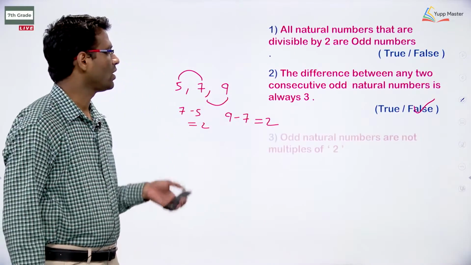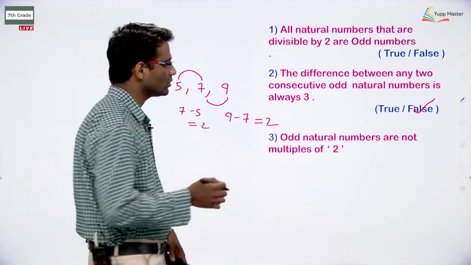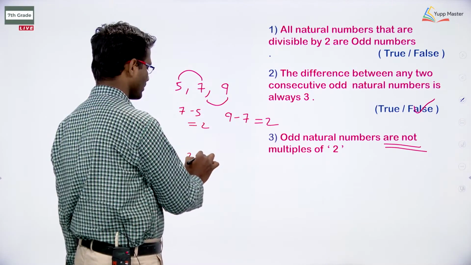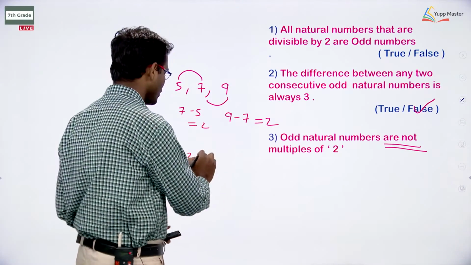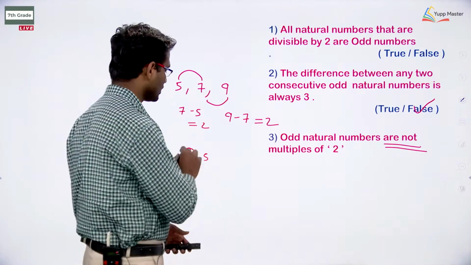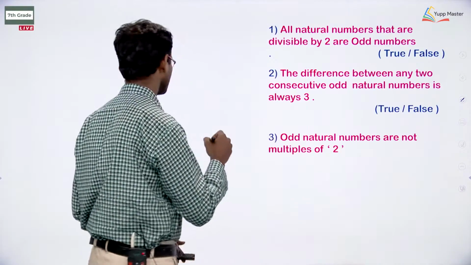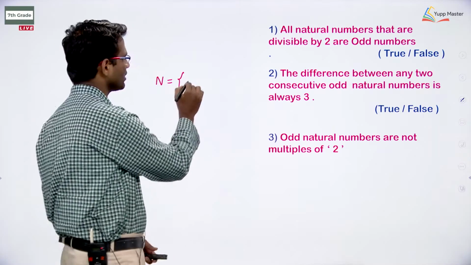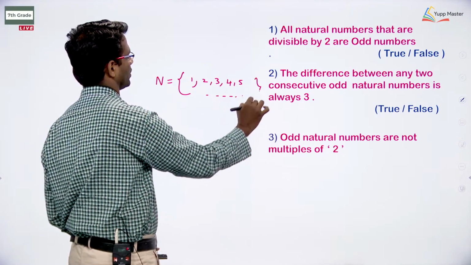Now see here. Odd natural numbers are not multiples of 2. It is correct, no? So see here, odd natural numbers are what? Natural numbers range from 1, 2, 3, 4 until infinity, right? Now see here, 2. Does 2 come under odd numbers? No. Natural numbers are denoted by the letter N and their range is 1, 2, 3, 4, 5 dot dot dot, it goes on till infinity.